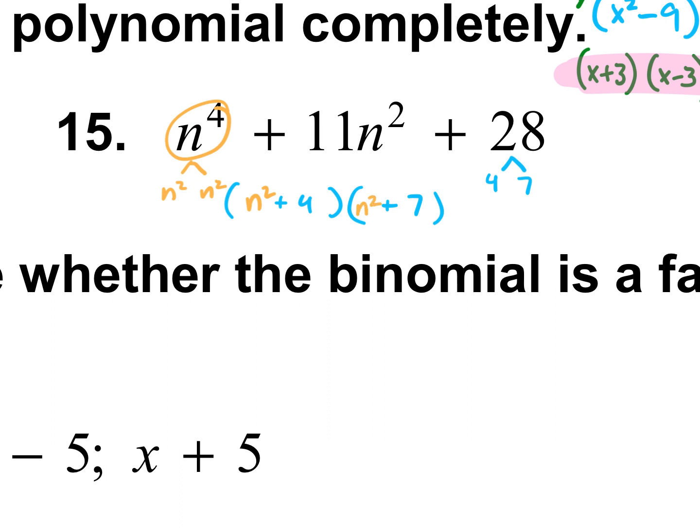Can I factor either one of these anymore? No. Neither one is the difference of squares, so can't be factored. So this would be our answer. So if you start with n to the 4th power, you're going to break it into n squared and n squared. So you're factoring the same, but instead of it being like n plus 4 and n plus 7, it would just be n squared and n squared.